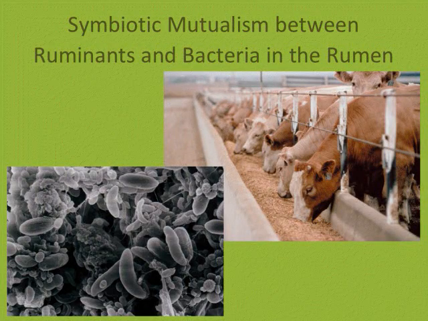Symbiotic mutualism is a relationship in which both parties benefit. While bacteria within the rumen are provided with proper anaerobic living conditions and sustenance, cattle utilize the byproducts of bacterial metabolism for their own metabolic processes.